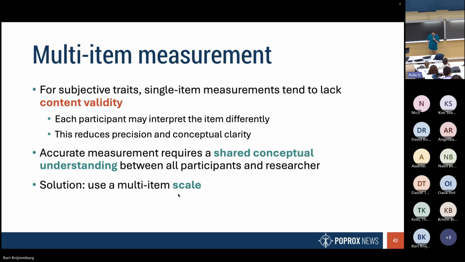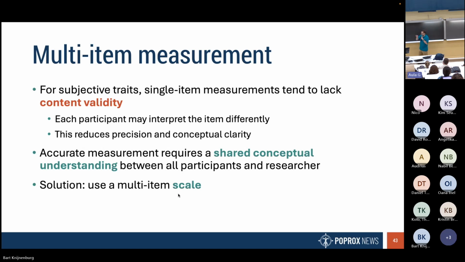Okay, so I talked a little bit about this idea of multi-item measurement. And this is important because when you're doing things with single items, it sometimes lacks what is called content validity, right? If I ask you how satisfied are you with your recommendations, different people have different reasons to be satisfied, right? And so this reduces the precision and the conceptual clarity.